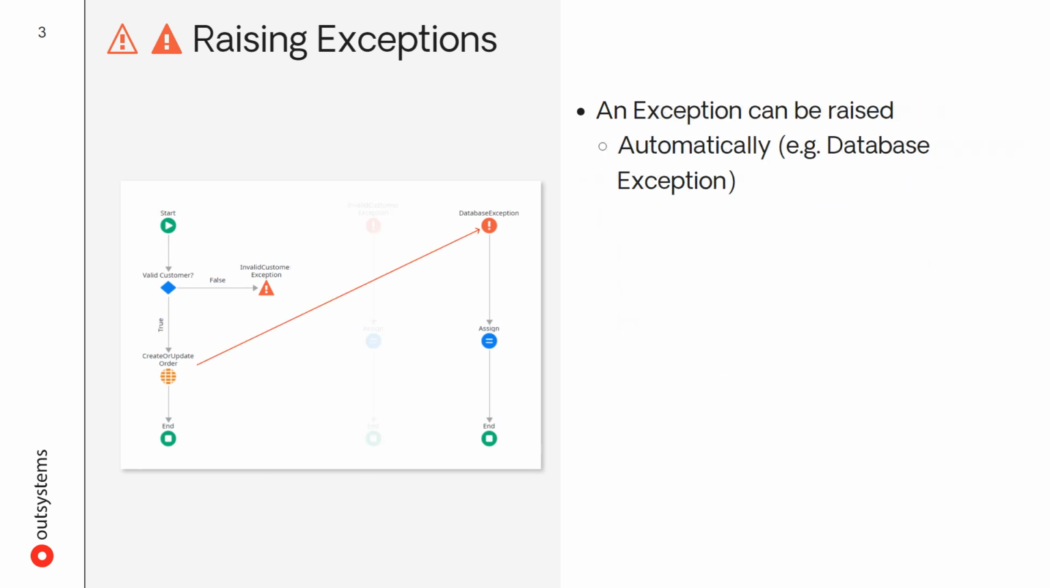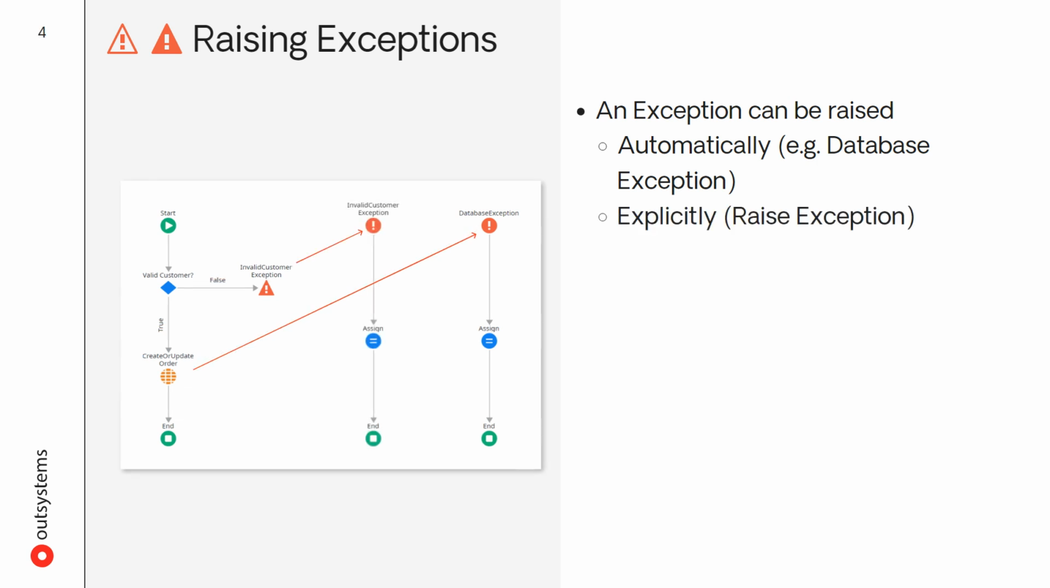Exceptions may be raised automatically by the platform. For instance, when a database constraint violation occurs when data in the database is manipulated. It also can be raised explicitly when defined in the flow for some reason.